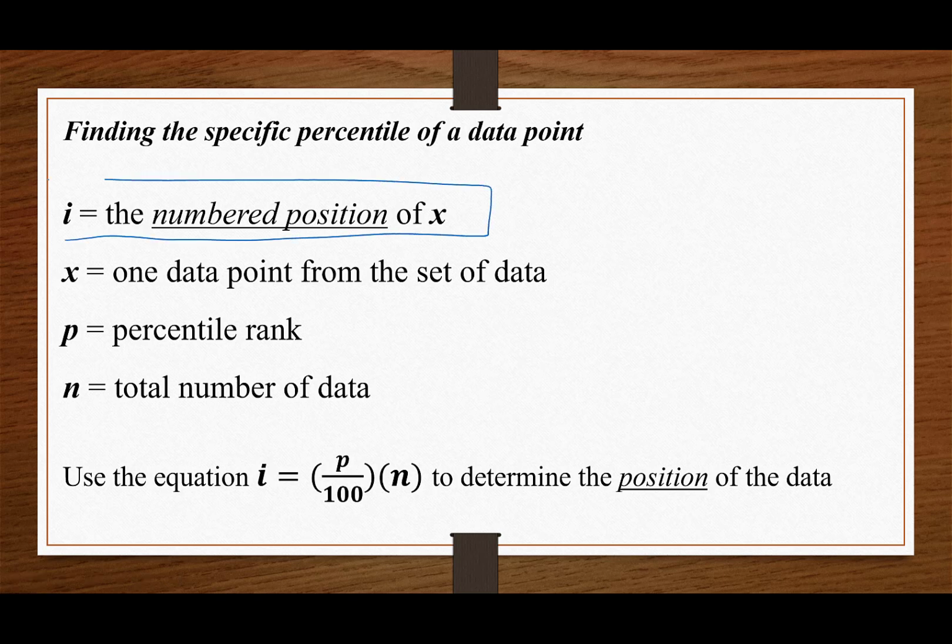This first definition of the variable I, it says the numbered position of x. Let's just say this data is 5, 8, 9, 10, 15. We have five data points. So when I'm talking about I, I'm talking about the numbered position of x, which is a single data point. So x is 5, x is 8, 9, 10, and 15. But the 5 is in position 1. The 8 is the second in line, so it's in position 2. 9 is 3, 10 is 4, 15 is 5.